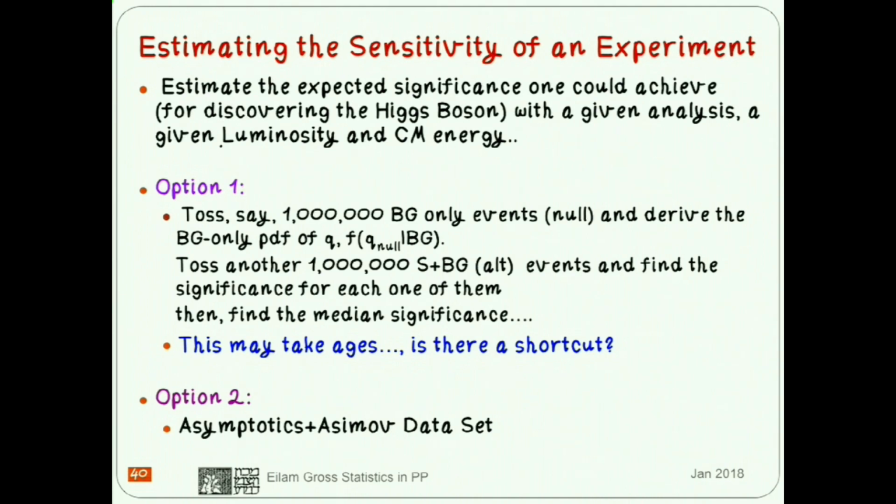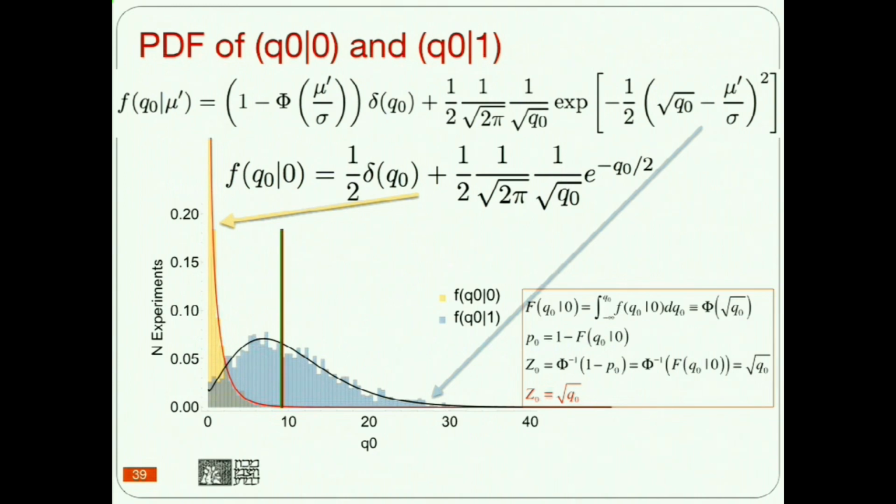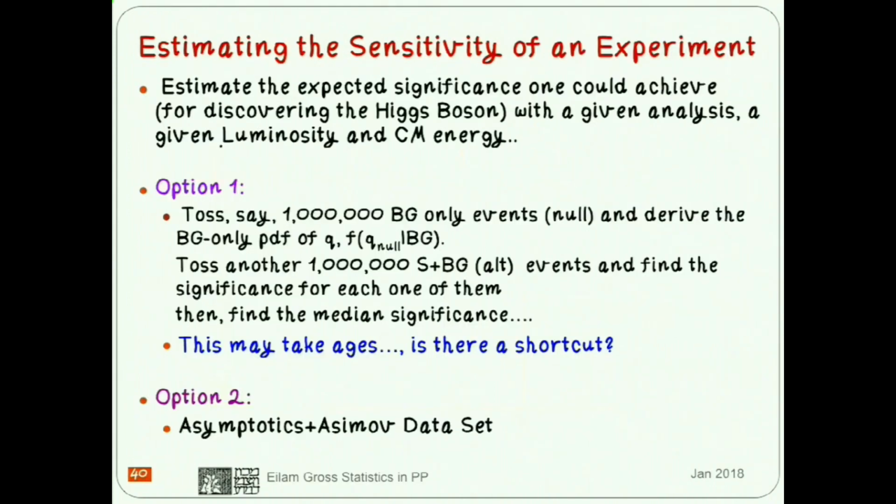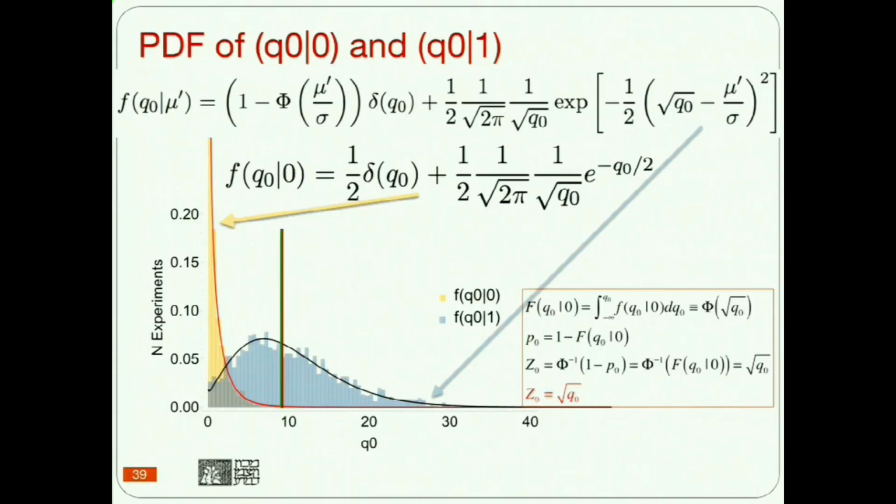Another way to go is to use, if you know this formula, then it's easy for you to calculate the median. And actually, we found out that you can do it in a fraction of a second. This median is a result of some data set, and this data set happens to be a very special data set. We call it the Asimov data set, which gives you immediately the median.